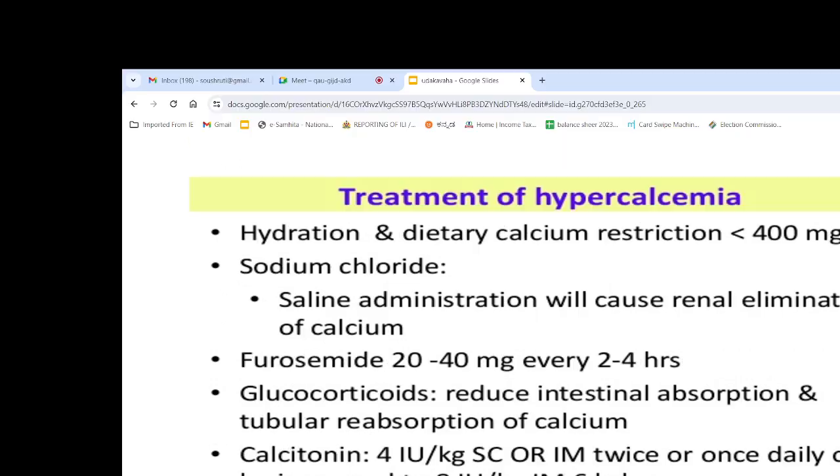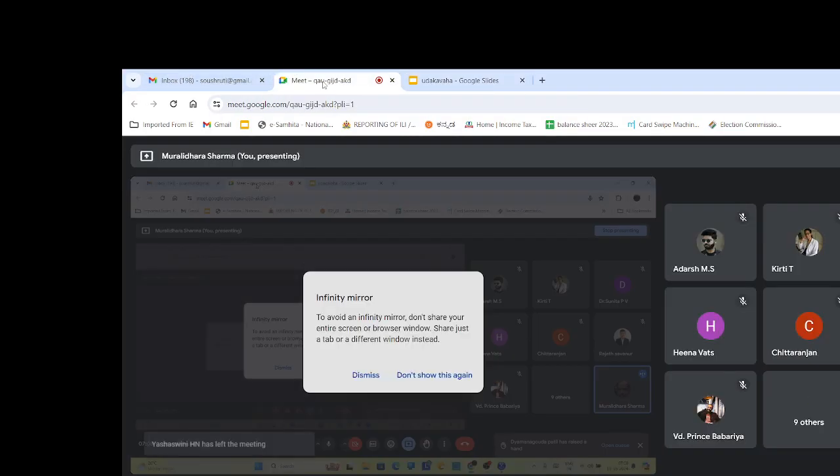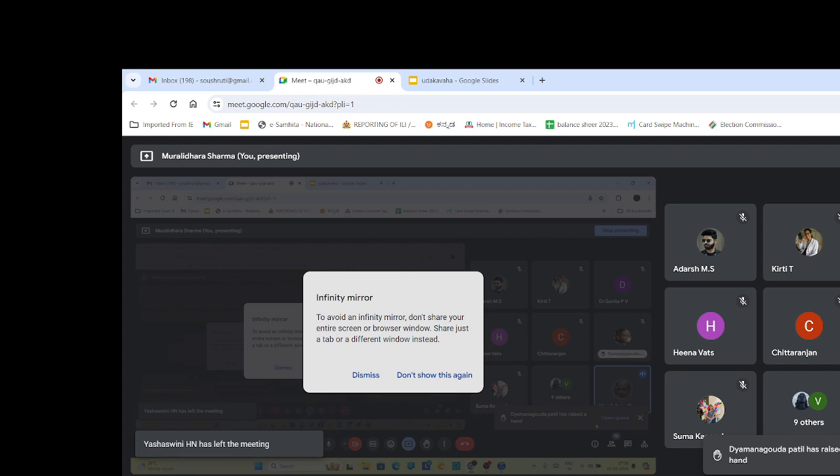With this, we will conclude these fluid imbalance conditions. The next part of the udakavaha srotas would be about the prameha, which we discuss in the next session.